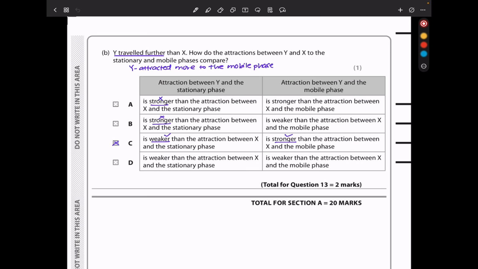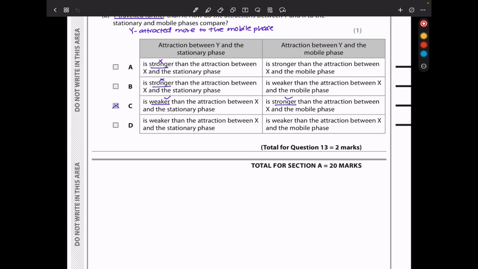And next they say Y traveled further than X. How do the attractions between Y and X to the stationary and mobile phase compare? If Y traveled further, it's not attracted to the stationary phase, it's more attracted to the mobile phase in comparison to X. So the attraction between Y and the stationary phase is going to be weaker than the attraction between X and the stationary phase. And the attraction between Y and the mobile phase is going to be stronger. That's why it was able to move further, because it's more attracted to the mobile phase in comparison to the stationary phase.